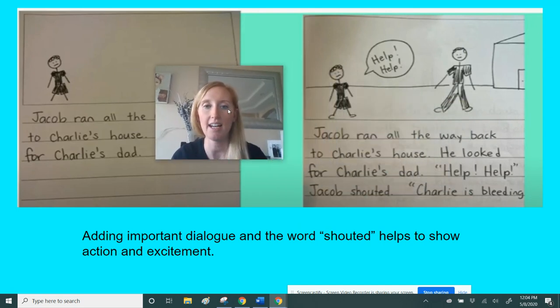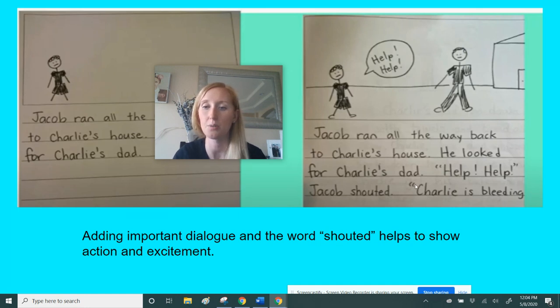All right, now check out this same picture, right? Same story. We just added more. The teacher added more. Help, help. So she put a speech bubble there. Now it says, Jacob ran all the way back to Charlie's house. He looked for Charlie's dad. Help, help, Jacob shouted. Do you see how the teacher put the dialogue tag shouted right there? Yeah. And then she went on to say, Charlie is bleeding.